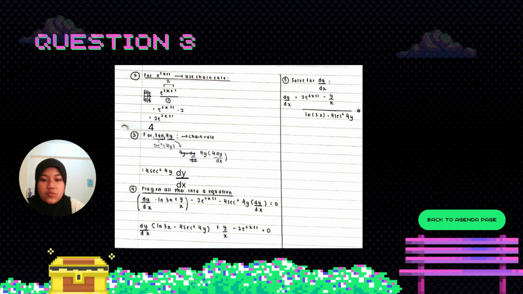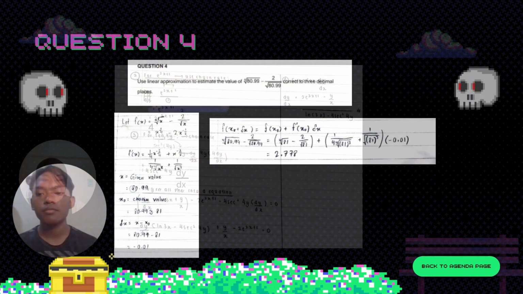And the next step is we need to differentiate tan 4y by using the chain rule too. As we know, the derivative for tan is secant squared, so we will write down secant squared for 4y. So whenever you differentiate a y, you will use the chain rule and multiply by dy over dx. That's what we apply to 4y. And the next step is we need to plug all into the equation. Bring the terms with dy over dx into one side, separate both of them by factorizing dy over dx. And lastly, solve for dy over dx.